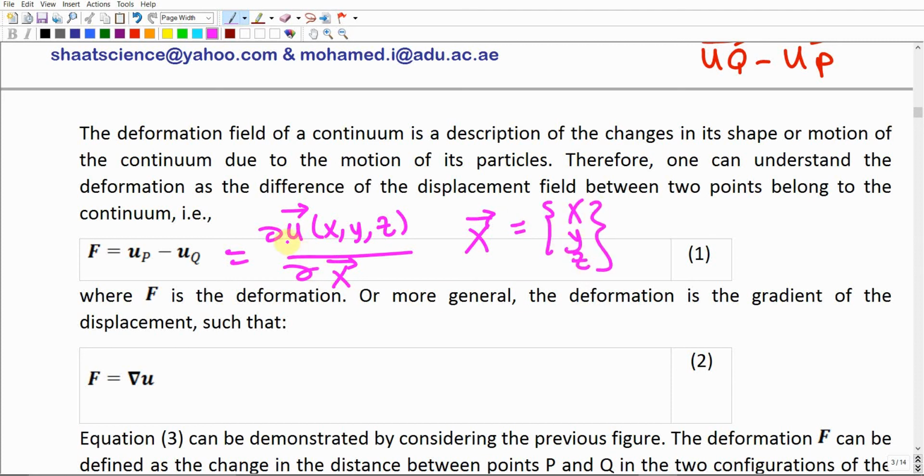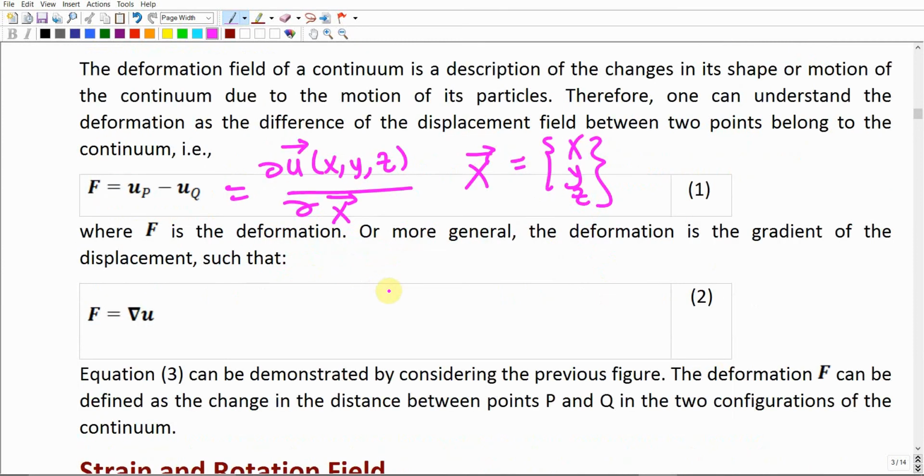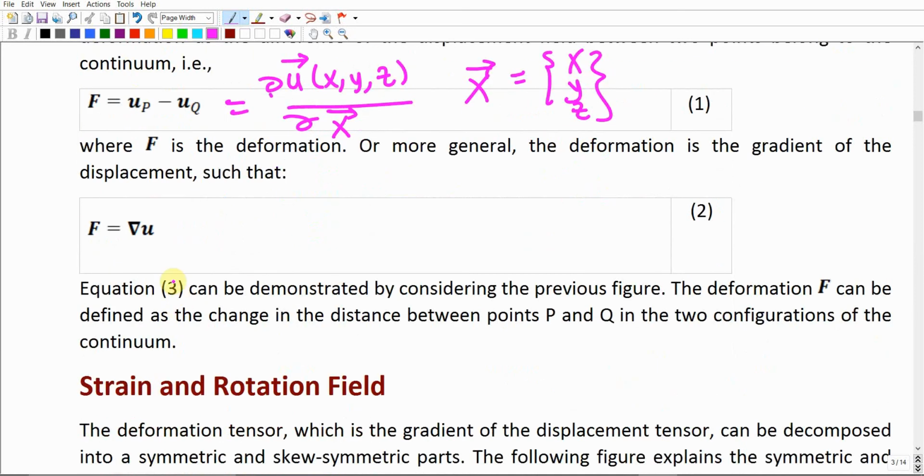You're gonna do the derivative with respect to x, the derivative with respect to y. And if you remember from vector calculus, the derivative with respect to x, this partial by partial x, gives the gradient operator, right? We can write this as nabla u, because nabla is partial by partial x, and u is the displacement vector, right? So we can generally write the deformation that this continuum is going to experience because of some external forces as the gradient of the displacement.